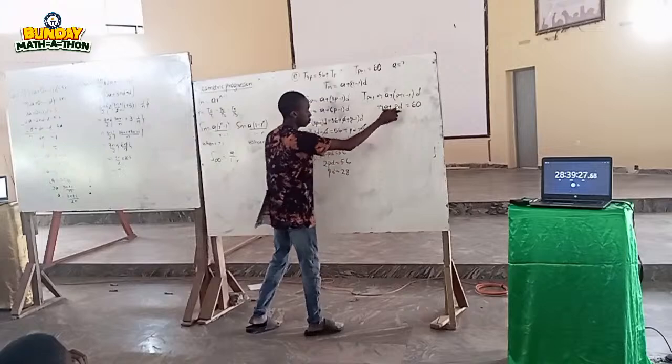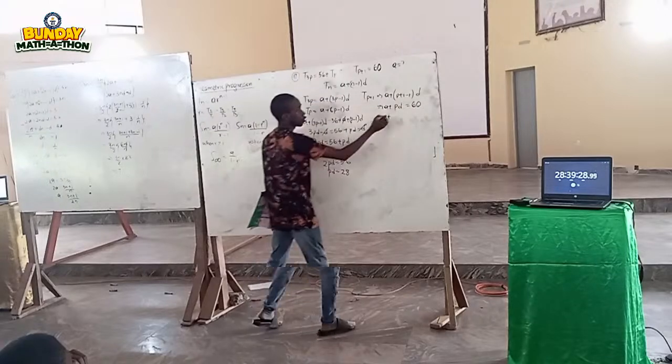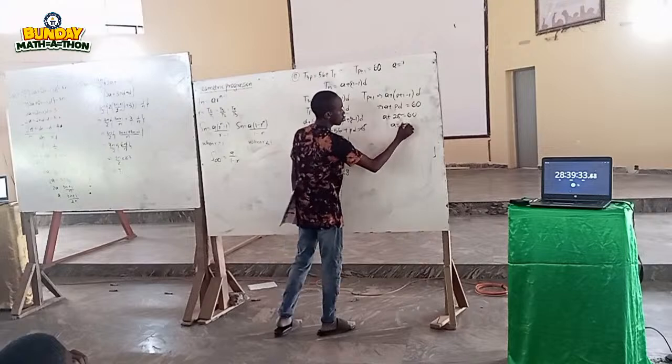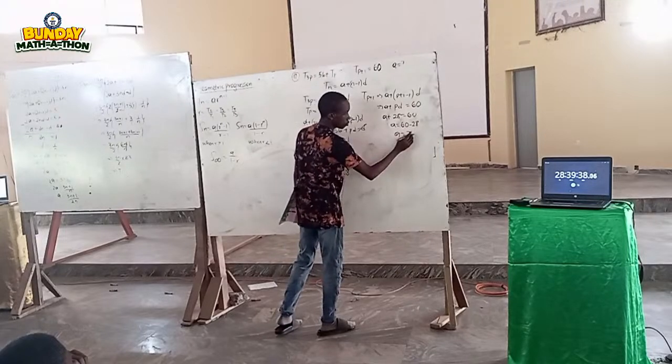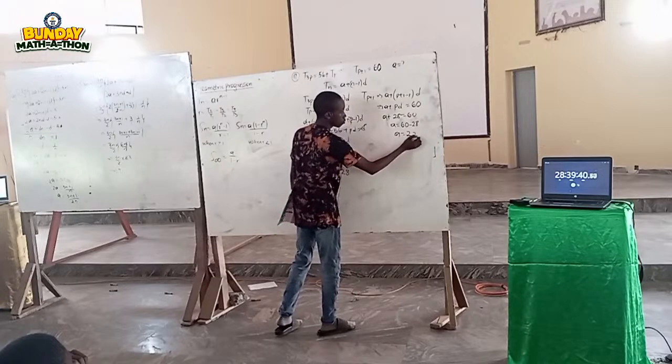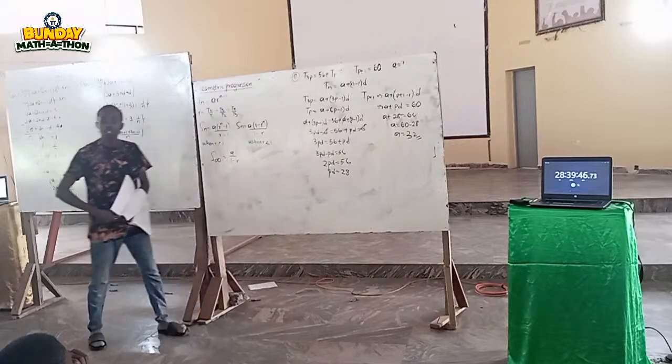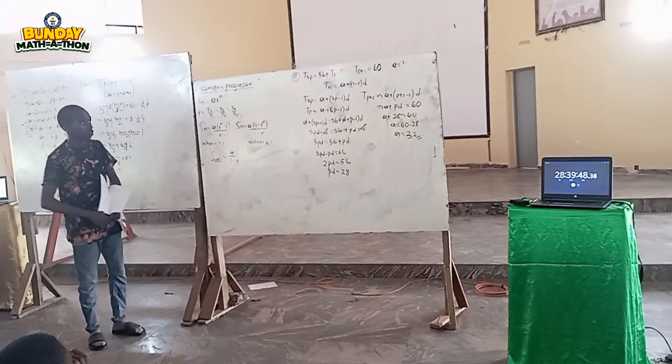PD that I got here. 28 equals to what? 60. And A is equal to what? 60 minus 28. A is equal to 20, is it 24? 32. Yeah, 32. So that's my A. Do you understand, please? Okay.